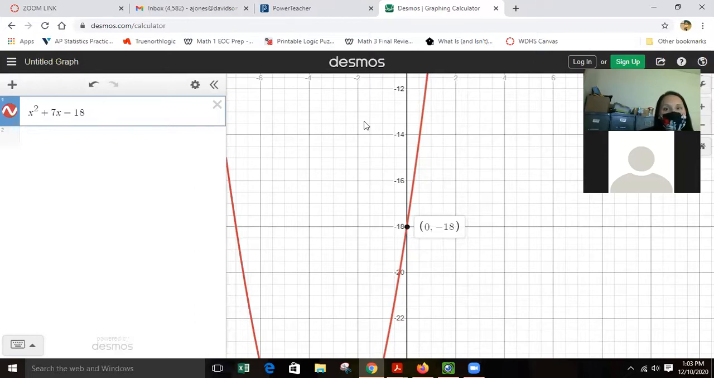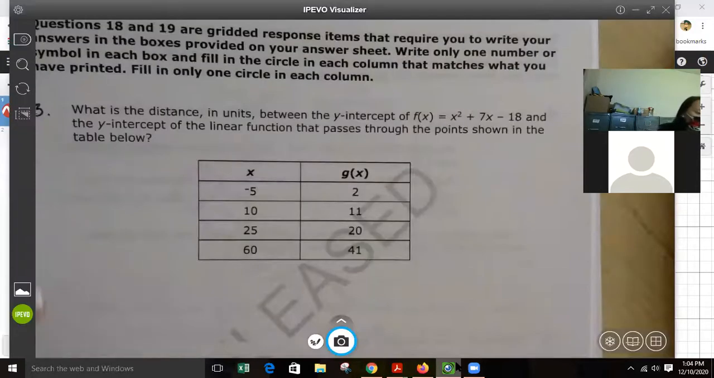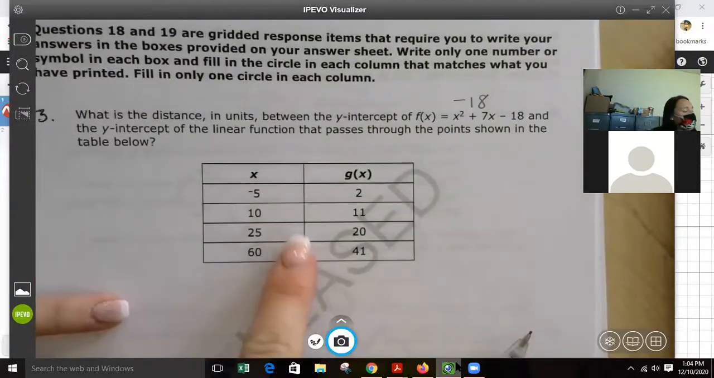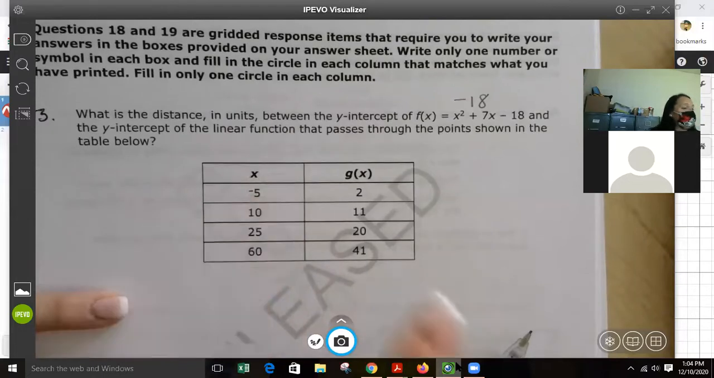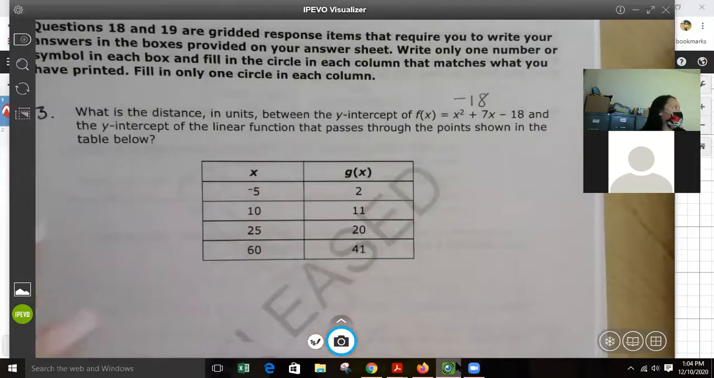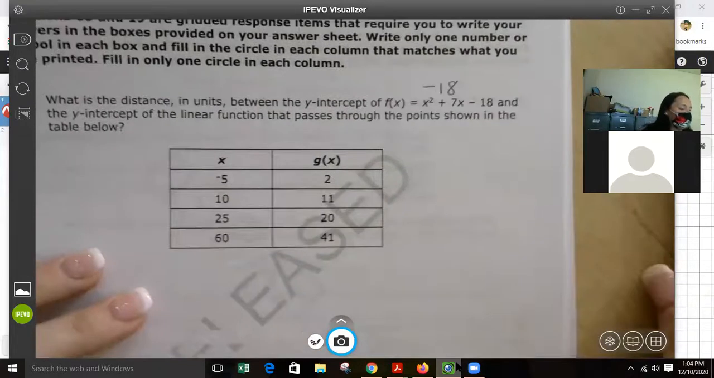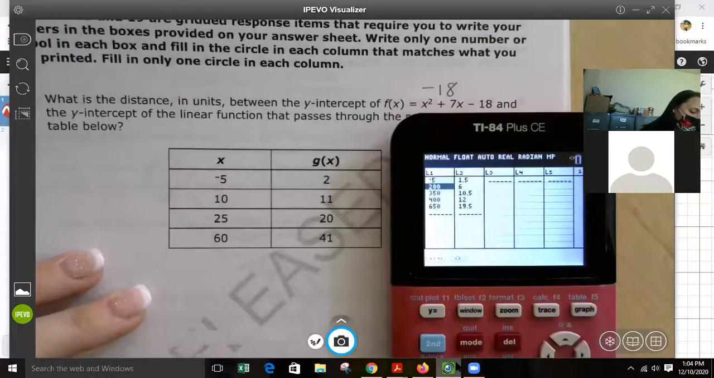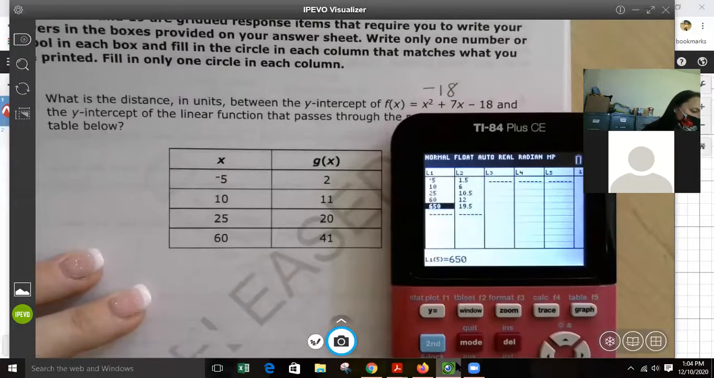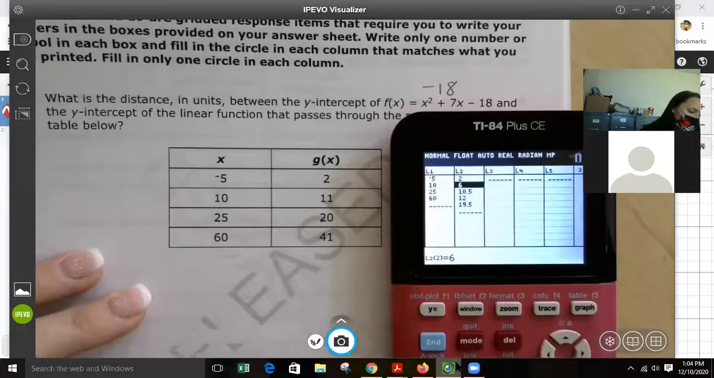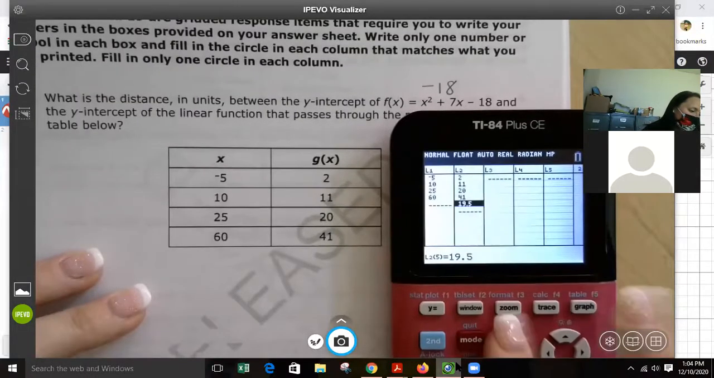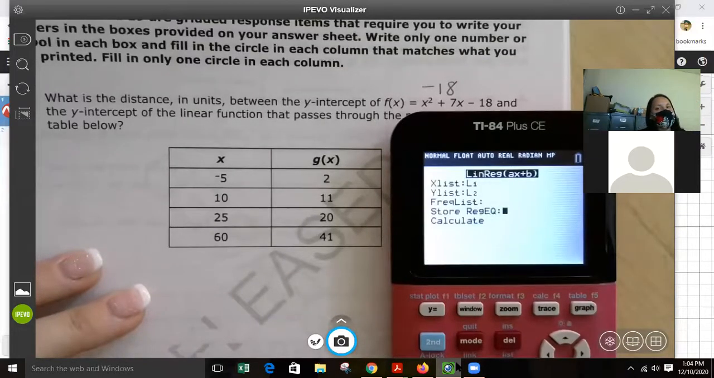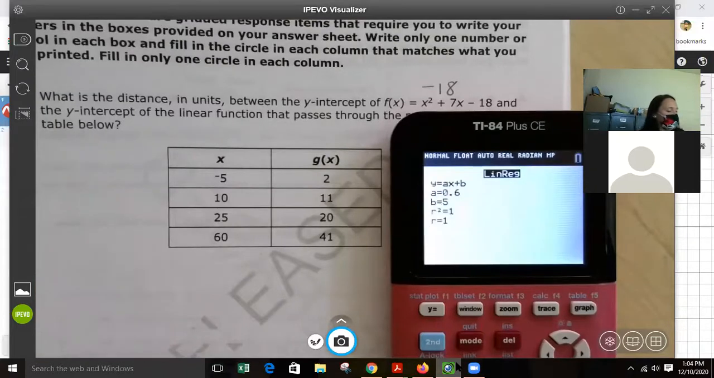So I'm going to go back to my paper for a second so you guys can see it. This one has a y-intercept of negative 18. I can put this one into my stat. I'm going to show you how to do this on Desmos too, but you won't like it as much as you do on your calculator because you've already been comfortable with this. So stat edit: negative 5, 10, 25, 60, delete that out. 2, 11, 20, 41, delete that out. Stat, calc, linear regression. Remember, B is your y-intercept. So what's your y-intercept here?